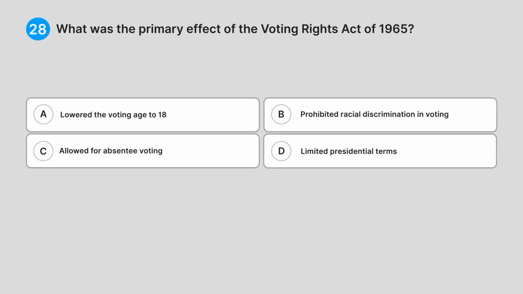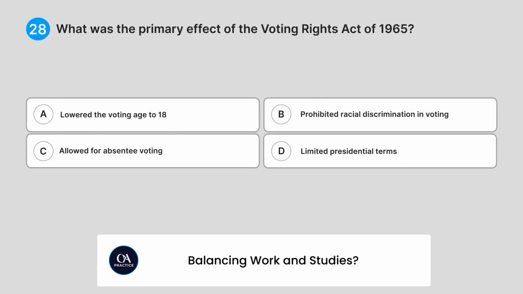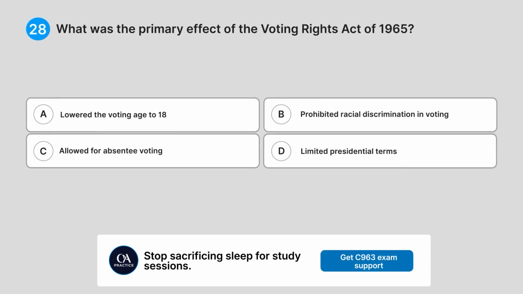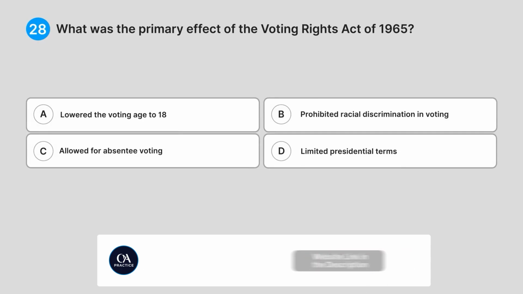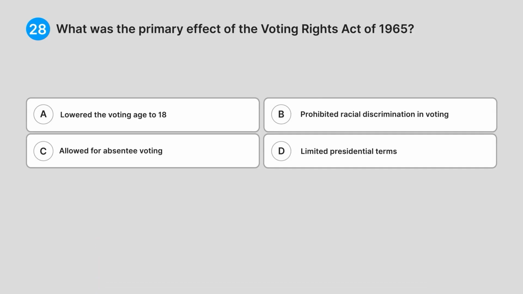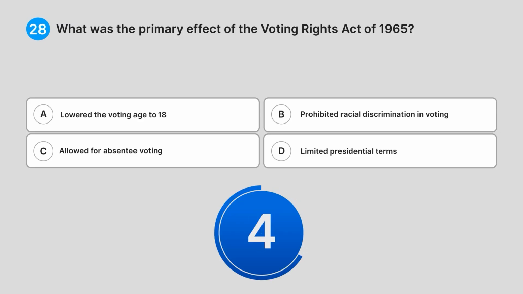28. What was the primary effect of the Voting Rights Act of 1965? A. Lowered the voting age to 18. B. Prohibited racial discrimination in voting. C. Allowed for absentee voting. D. Limited presidential terms. What do you think is the answer?